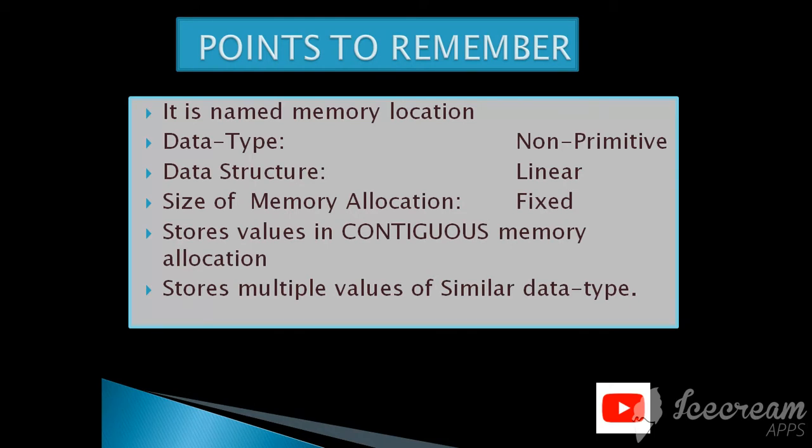It is a named memory location. It is a non-primitive data type. It is a linear data structure. It has a fixed size of memory allocation. It stores values in contiguous memory locations, and it stores values of similar data type, among which the most important is that it stores the values in contiguous memory locations. So to define an array, we need to place all the points in our definition to make our definition complete.